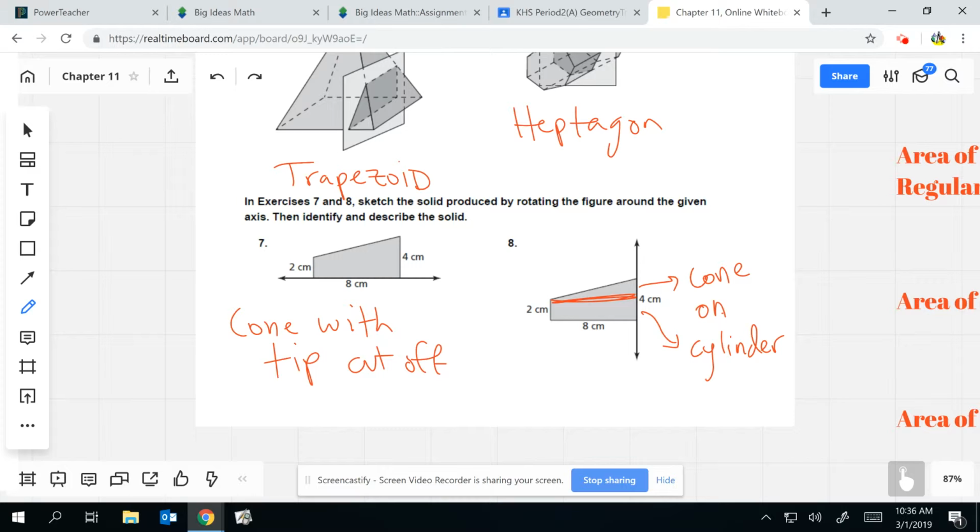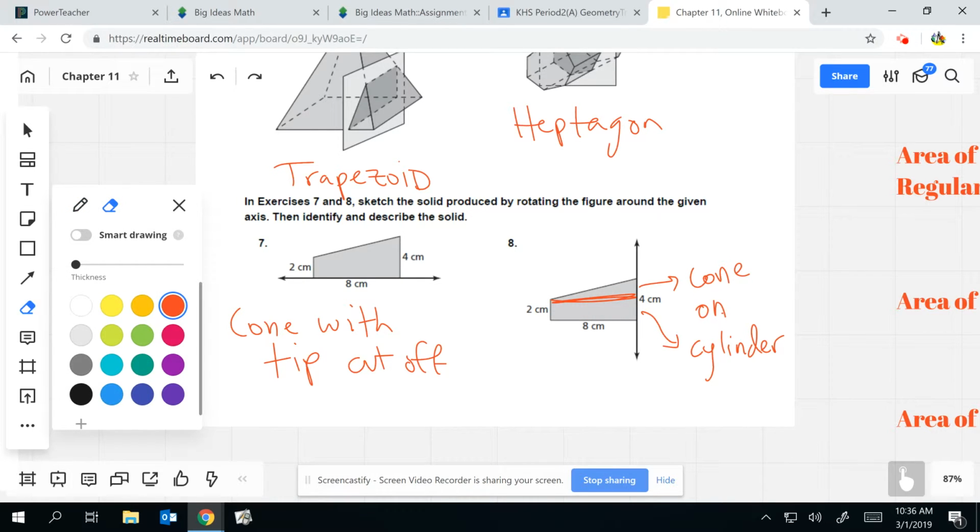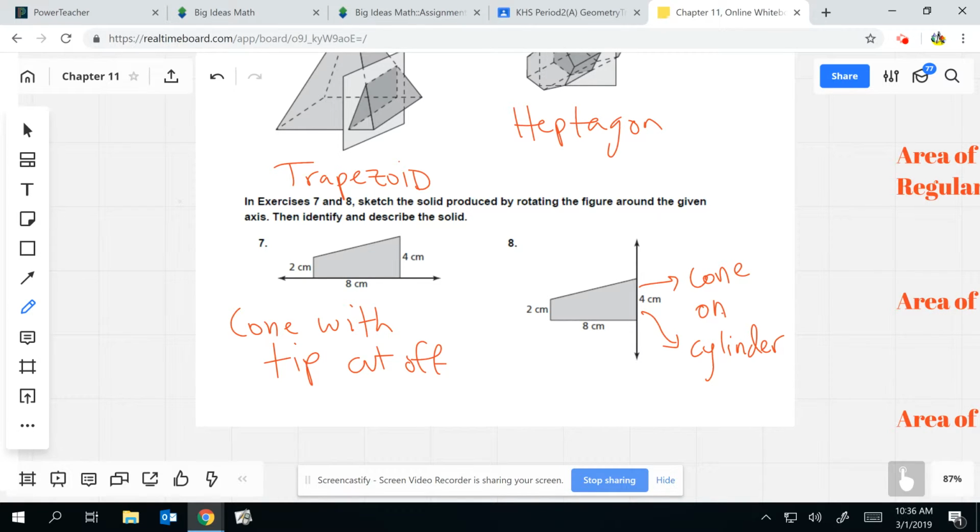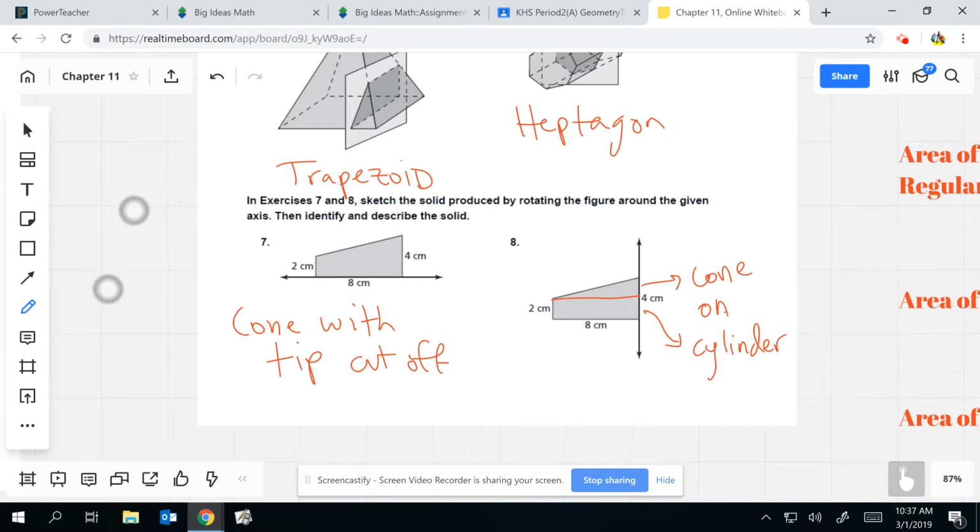And number 8 was, if you drew a line right in there, I think you would be able to see better what this is. This is a cone on top. So this would be a rectangle. So the triangle's on top, and if you spun a triangle, you'd get a cone. On the bottom, you have a cylinder because the bottom's a rectangle. So it's a cone on a cylinder. It'd be like two shapes together if you spun that. It would be a cone on top of a cylinder.